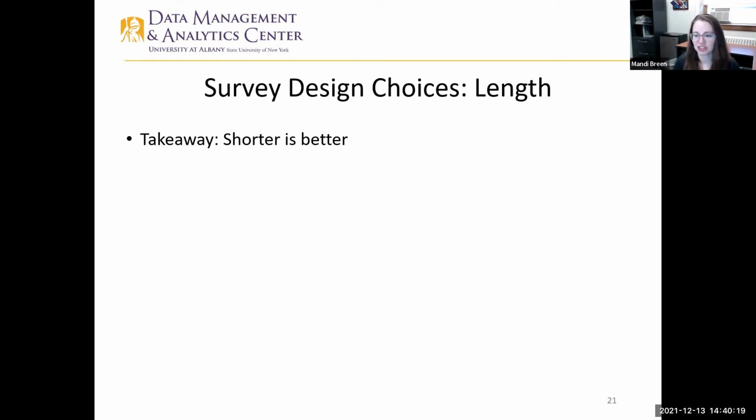We really just need to make these as short as possible because people don't have time, they don't have the buy-in, and the longer you make them stick around, the less cognitive effort they're going to be putting into your question. So you might not be getting as good quality data by the end of it.